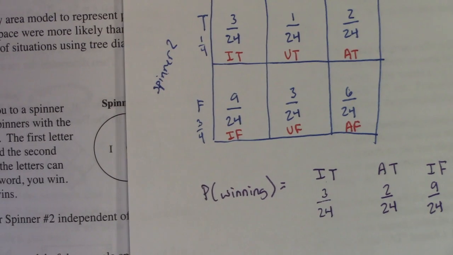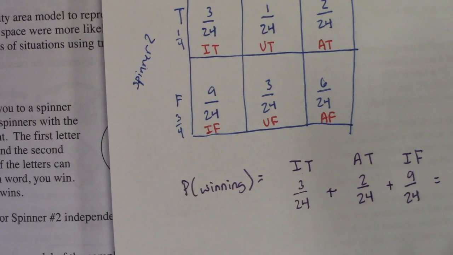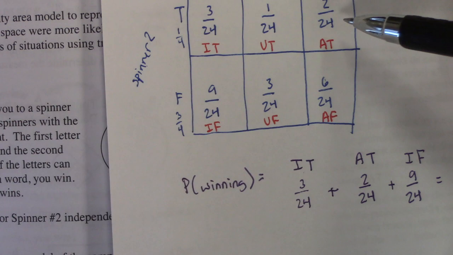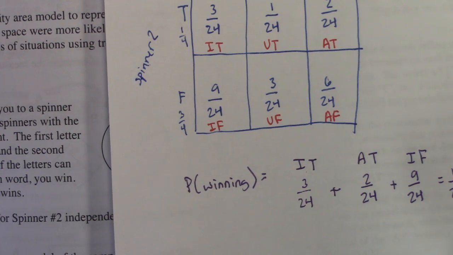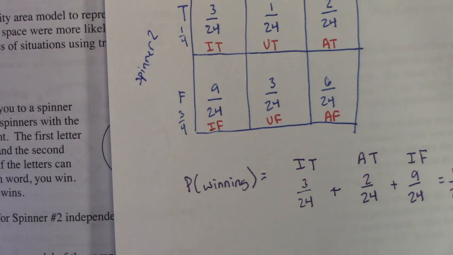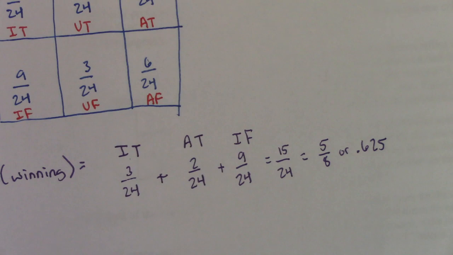Now, based on those, if I want to get the total probability of winning, all I have to do is add these up. Adding those up, 3, 6, 9, 15 over 24, which if you simplify is going to give you 5/8 or 0.625. I want to say 625, but I'm not 100% sure on that because I can't remember my eights. 1.25 times 5 would be 625. Cool. Okay, so 5/8 or 0.625. Either of those would be acceptable answers.